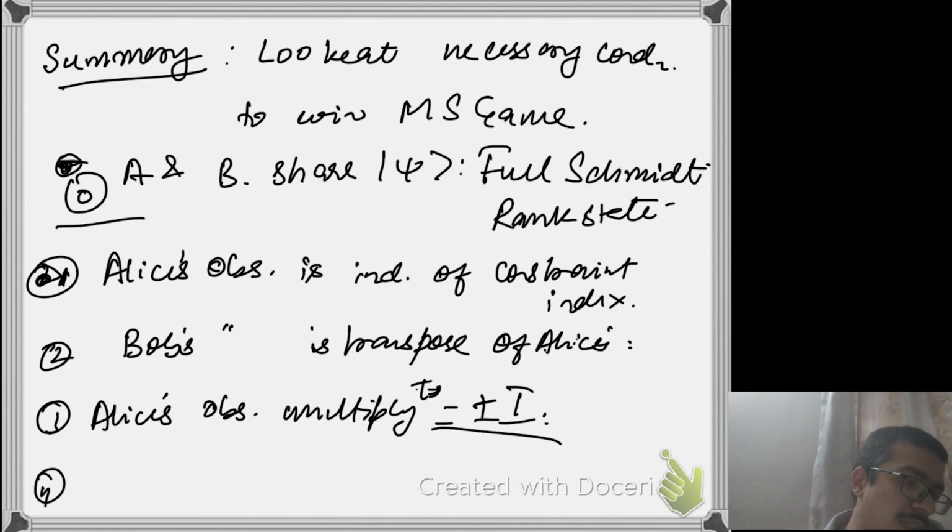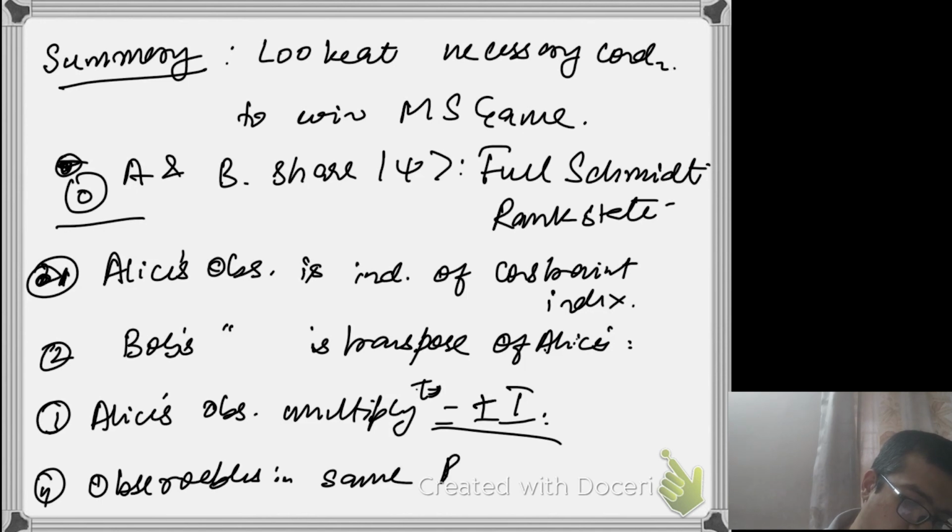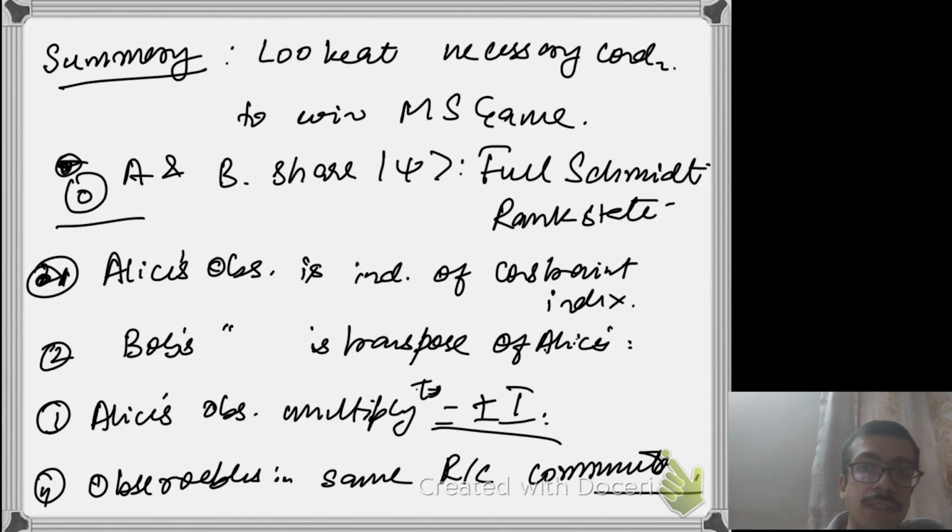And the fourth condition is that the observables in the same row or column commute, right? This is of course necessary for these to be valid observables, otherwise we can't measure them simultaneously. So these are the 4 conditions which we have seen, and then there is this assumption 0 which we have made, that the state is full Schmidt rank.